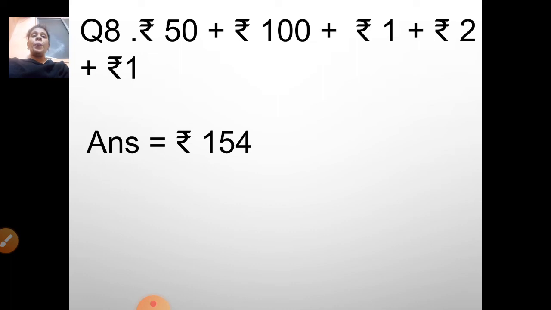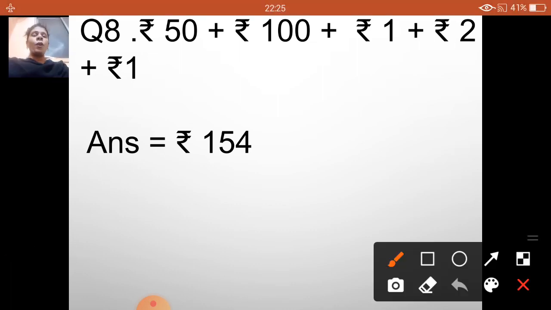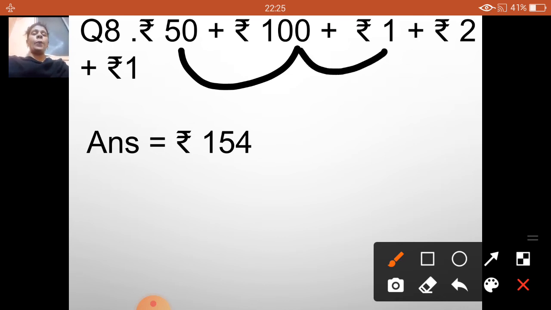154. Correct. Rupees 154. How? 50 plus 100 will be 150. To that 150, if I add 1, it will become 151. If to that 151, I add 2 more, so 51, 52 and 53. To that 53, if I add 1, it will become 154. That means rupees 50 plus rupees 100 plus rupees 1 plus rupees 2 and plus rupees 1 will be total rupees 154.